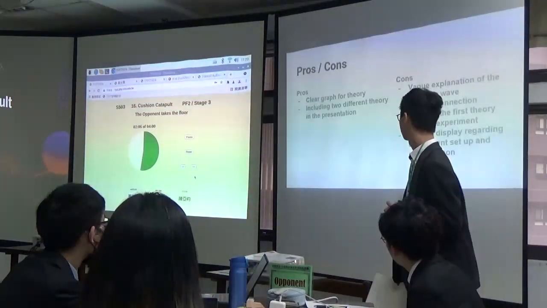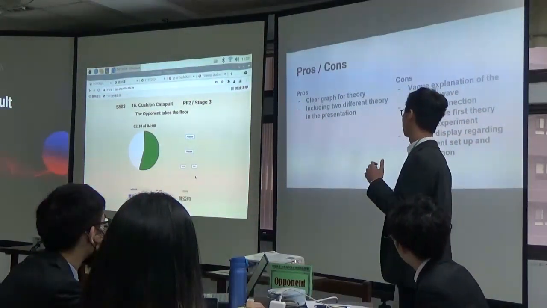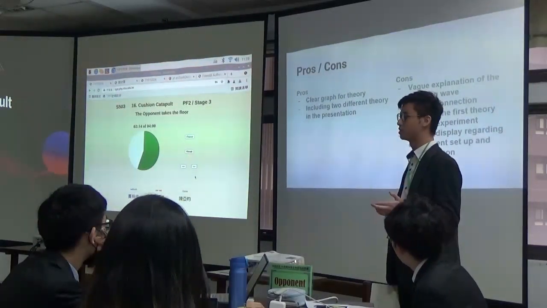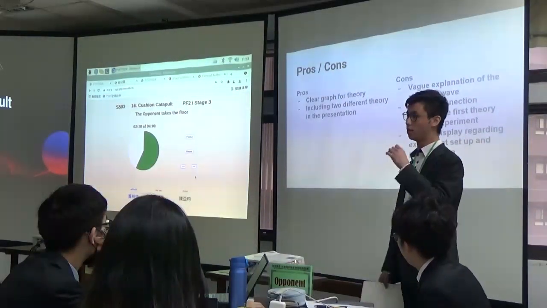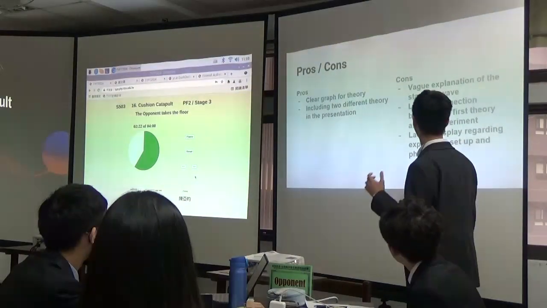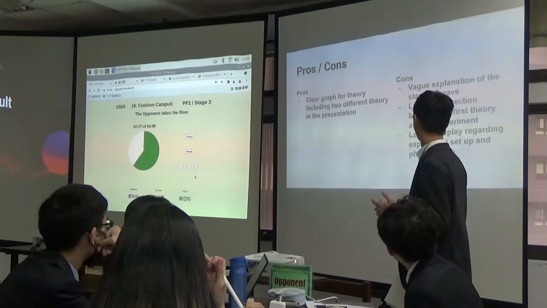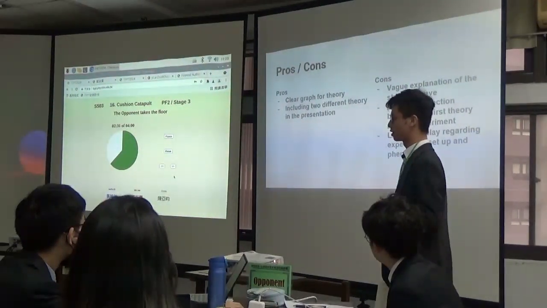So for the pros and cons, I think they have a clear graph for the theory and also include two different theories in the presentation so that they can compare the results and validate each other. And for the cons, they have a vague explanation of the standing wave, a lack of connection between the first theory and experiment, and also a lack of display regarding the experiment setup and phenomenon.